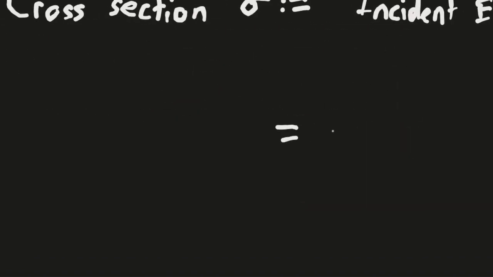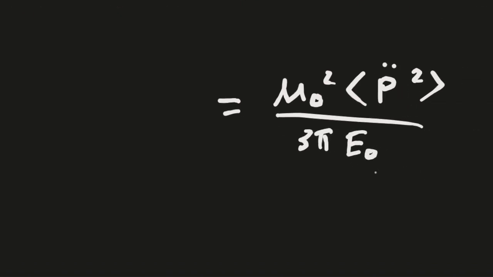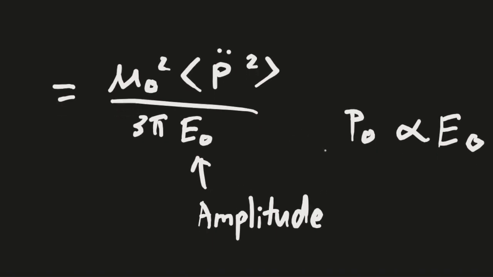And that is mu naught squared, where E naught is the amplitude of the incident field. And usually P naught is proportional to E naught. Actually, P naught is the amplitude of this dipole moment. So we get that the cross-section is independent of the electric field.